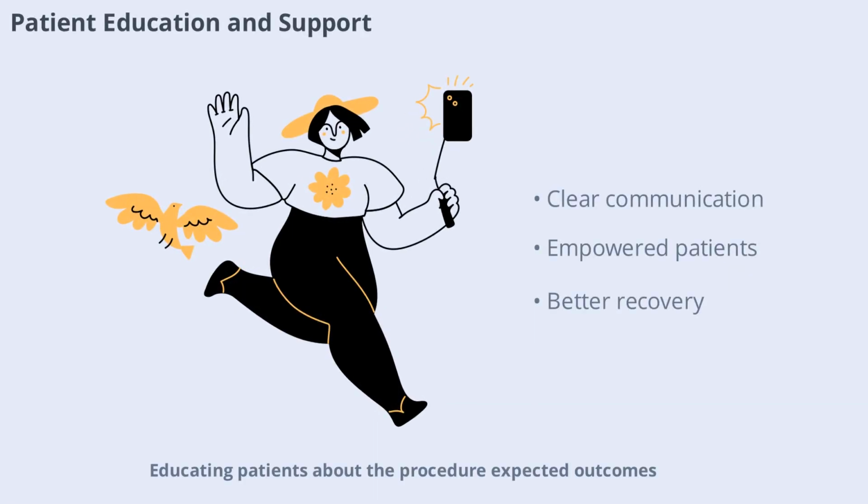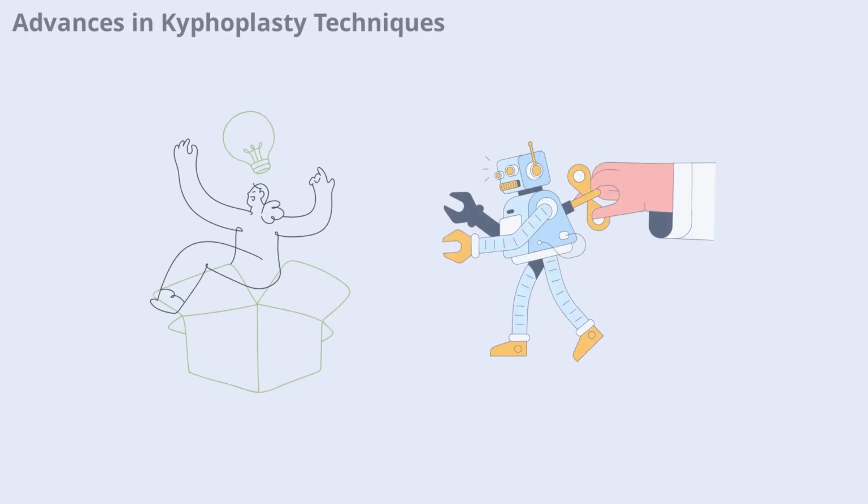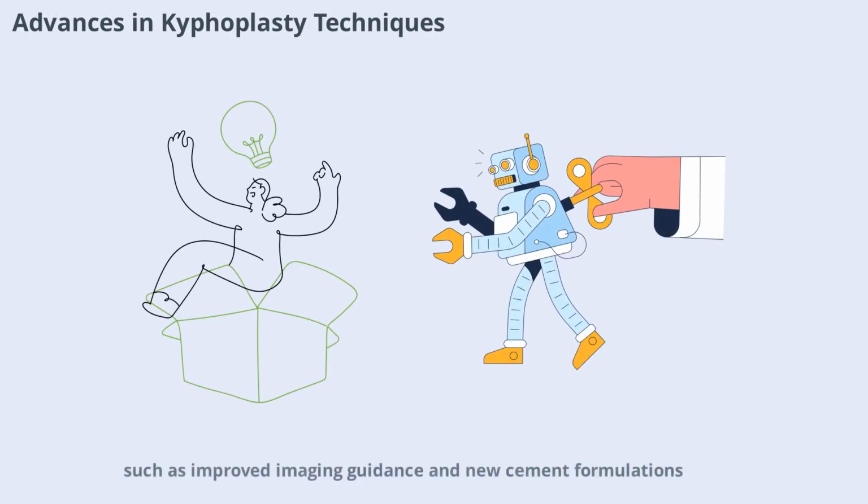Educating patients about the procedure, expected outcomes, and potential risks is key to successful recovery. Providing clear information and ongoing support helps patients feel empowered and engaged in their care, leading to better satisfaction and adherence to post-procedure recommendations. Recent advances in kyphoplasty, such as improved imaging guidance and new cement formulations, continue to enhance safety and effectiveness. These innovations may help further reduce complication rates and improve outcomes, especially in anatomically challenging regions like the thoracic spine.